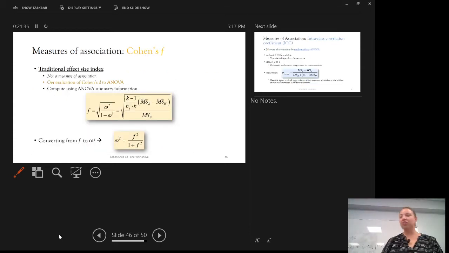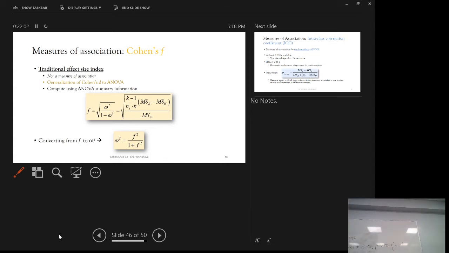Okay. Here's Cohen's f. What do you think about that formula? You love this formula-heavy book? Yeah. So it takes omega squared and tries to change it a little bit. You can convert back and forth. If you have omega squared, you can make f. If you have f, you can make omega squared. It's just a mathematical formula. But again, the only time that I see that used in the real world is just for G*Power.